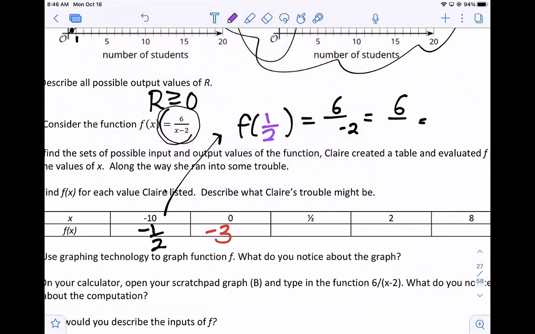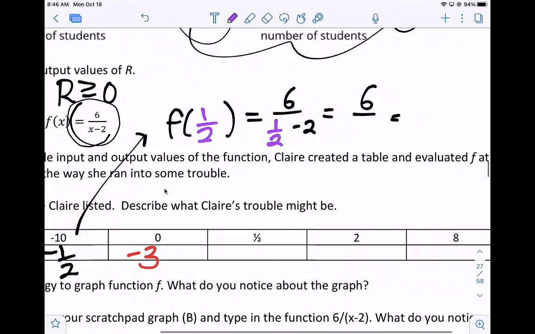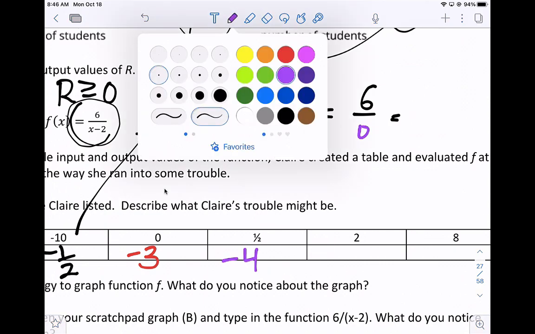So what if we plugged in 1/2? 1/2 minus 2 is negative 1.5. Can we divide that out? Yes, we can. Okay, that would give us negative 4. Okay, let's try this one. Let's plug in a 2. Can we divide 6 by 0? That's undefined. So this one right here would be undefined.